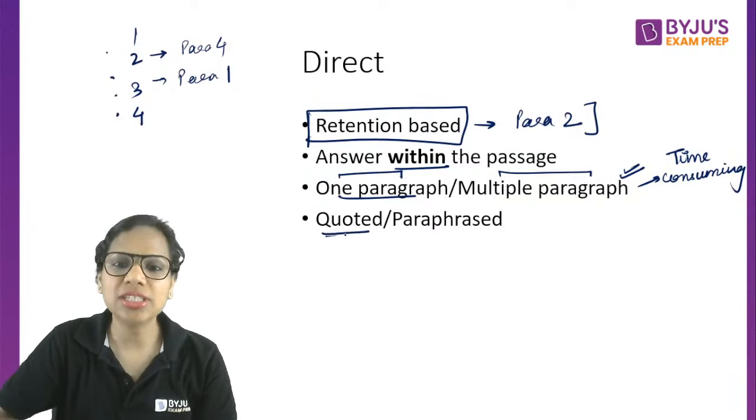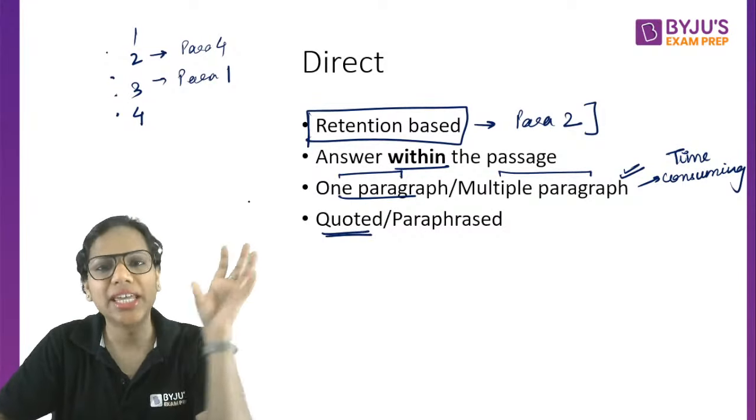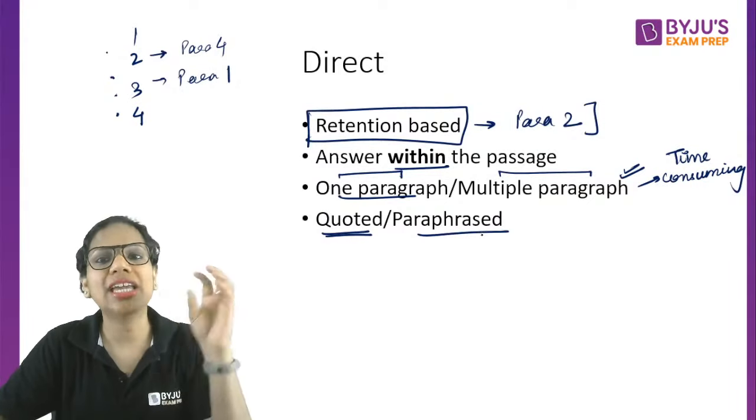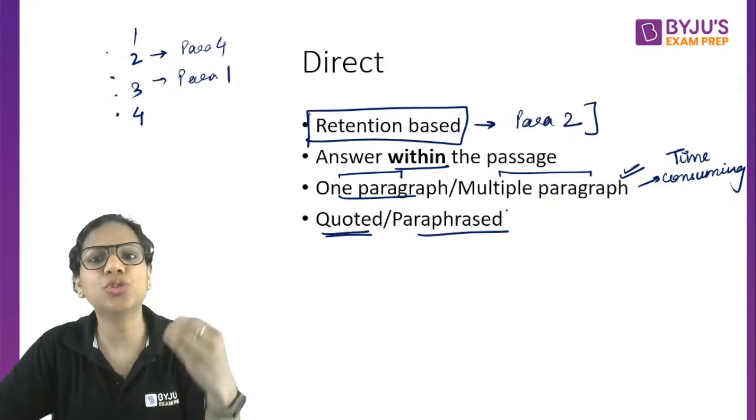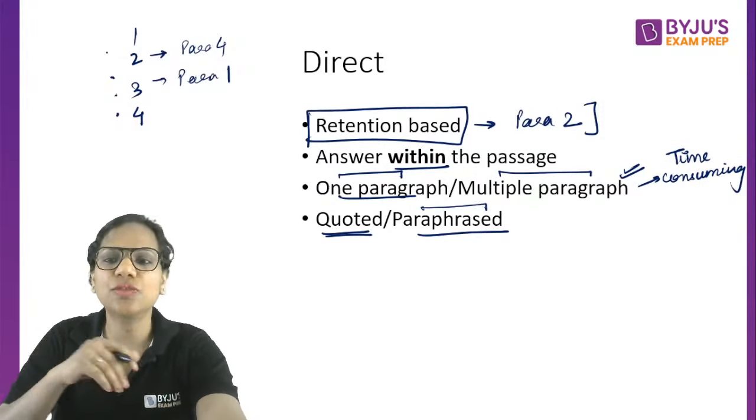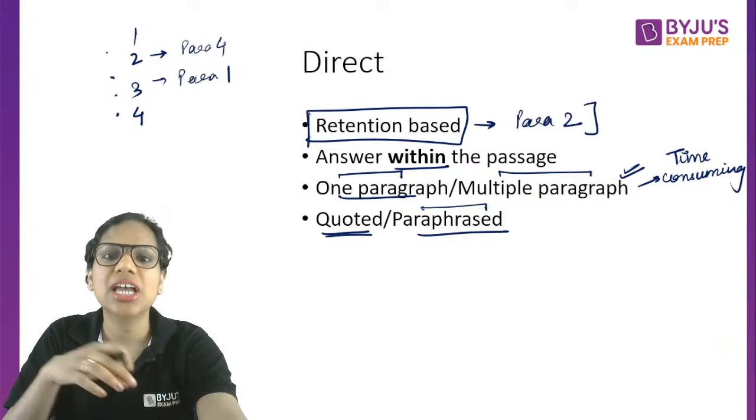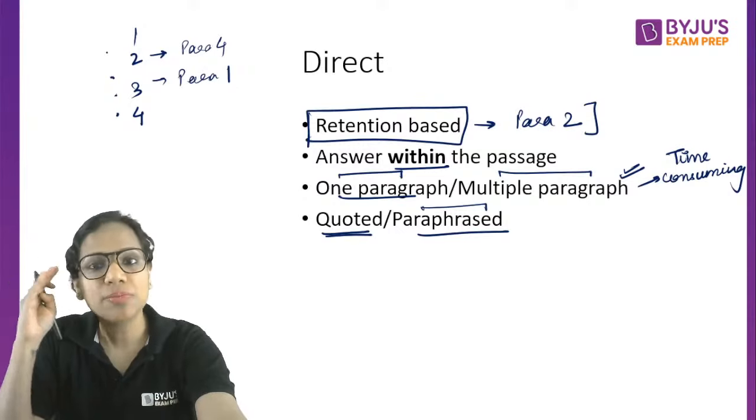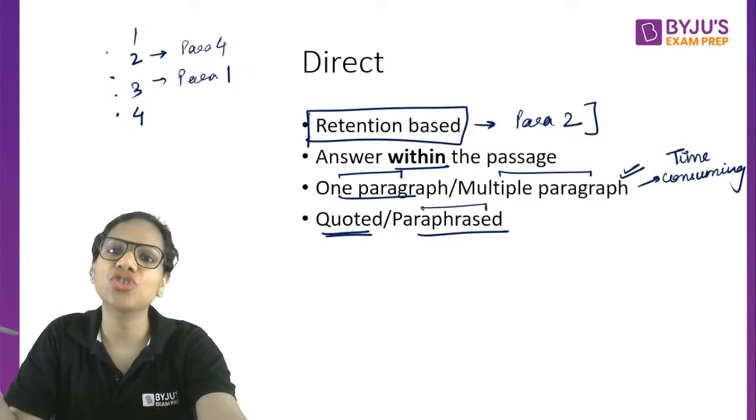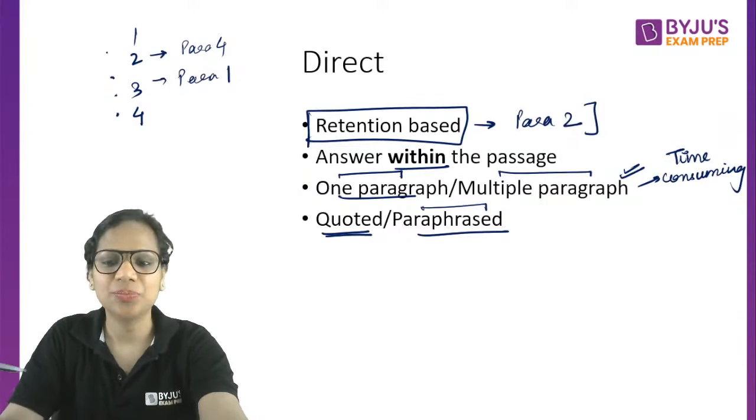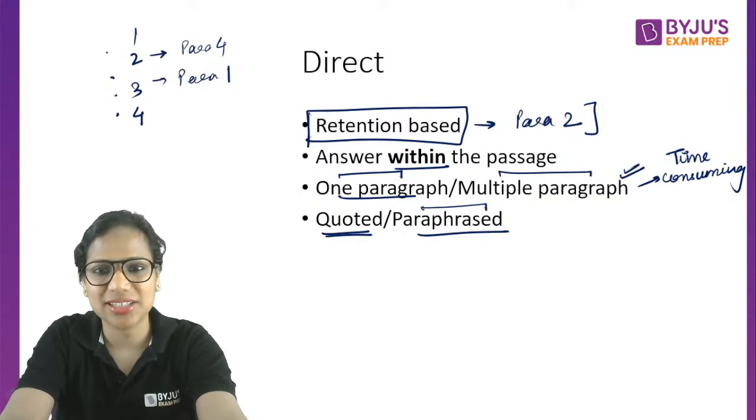And the options can state something that is directly quoted from the passage. That means I picked up a line and put it as it is. Or I picked up something that was mentioned in the passage and put it in my own words. That is called paraphrasing, right? So this is the nature of direct questions. For such questions, I advise you to first of all read each and every option carefully. Then if you remember what you read exactly in the passage, eliminate and mark. If you don't, go back once, cross check, eliminate, and then mark, right? That's the strategy. These are scoring questions.